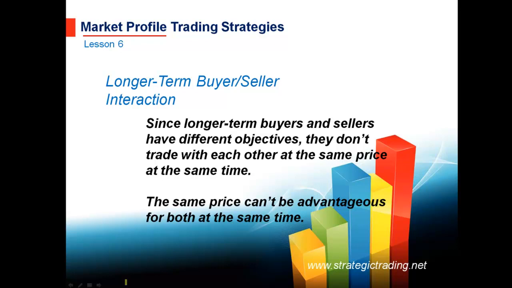These other players have different objectives. One of them wants to be able to sell very high, and the other wants to be able to buy very low. And so we will not often see them transacting with one another in the market. However, there are times when, in fact, they will transact with one another, and I will show you some of those instances. The same price can't always be advantageous for both at the same time.